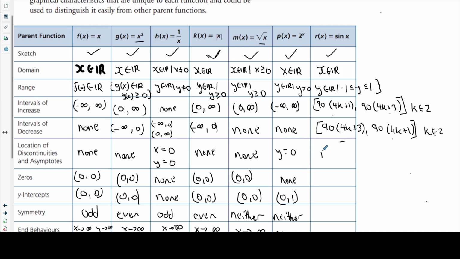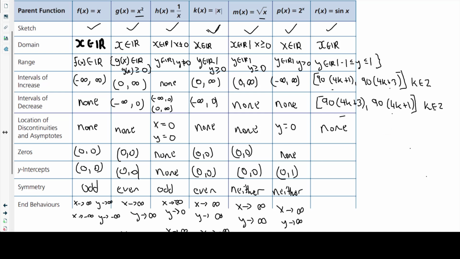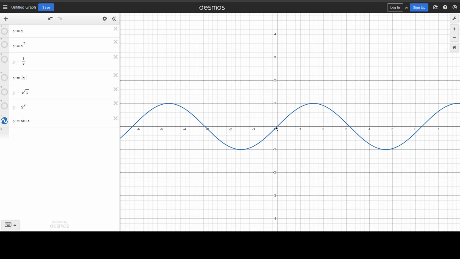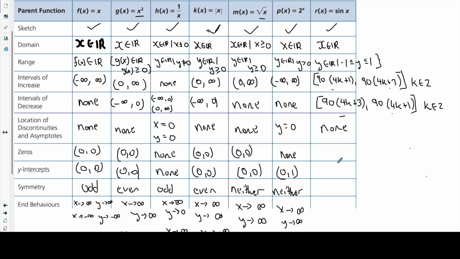Are there any discontinuities or asymptotes? Nope, there are none. Zeros, what are the zeros? Well, zeros always occur at 0, and remember if we're doing degrees, 180, then 0, 90, 180, 270, 360, so 0, 180, 360, and so on. So there are intervals of 180 degrees. So we're just going to write 180k, where k belongs to integer values.